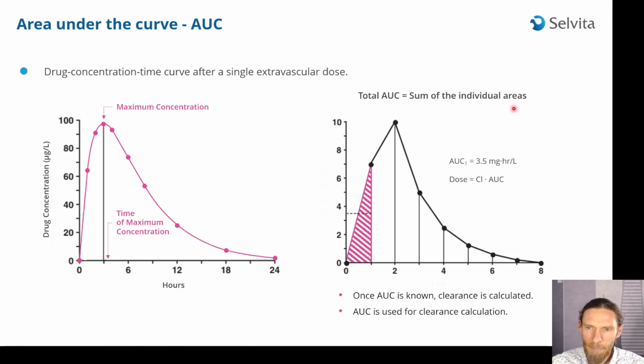AUC is a key parameter in the preclinical and clinical studies because together with the dose, which is known, of course, we calculate clearance. And once clearance is calculated, we know we have a parameter that represents how quickly the drug is eliminated from the system.